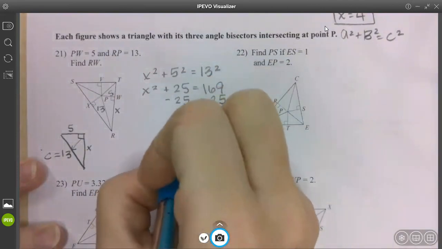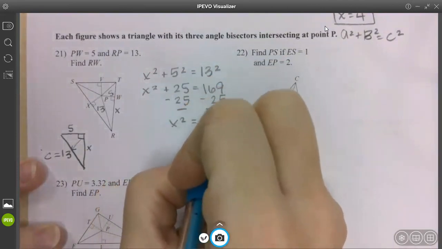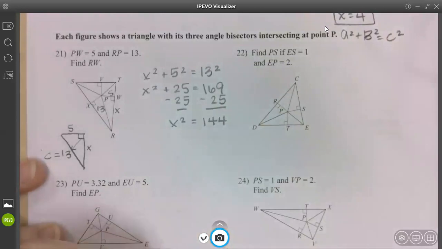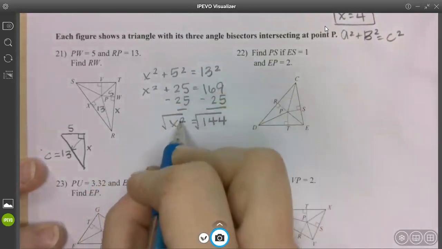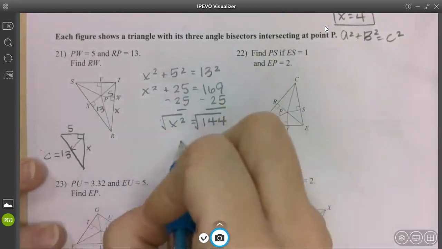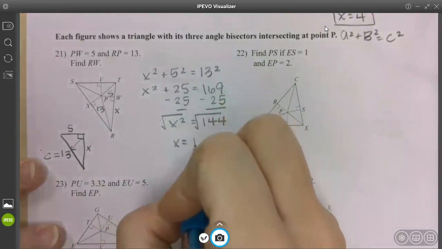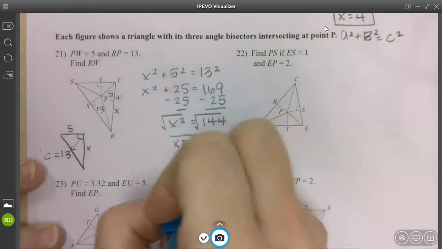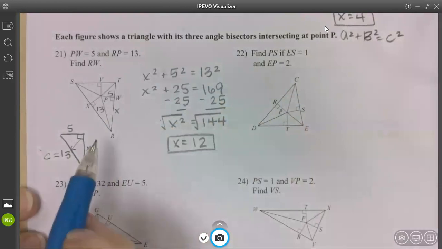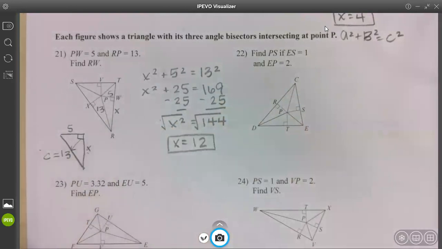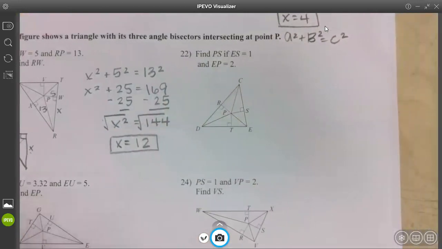And we get that x squared equals 144. And then to finish it out, we take the square root. So to get rid of the square, we square root. And the positive square root is 12. Remember, when we typically take the square root, we get a positive and a negative. So a positive 12 and a negative 12. But since we're talking about distance, we can't have a negative distance. So you're only focused on the positives right now.